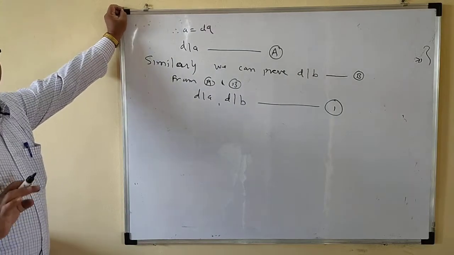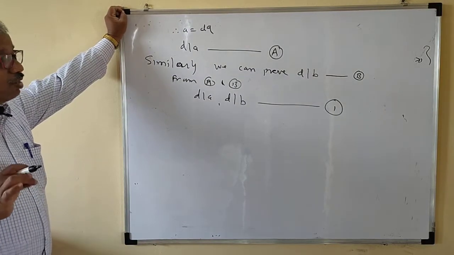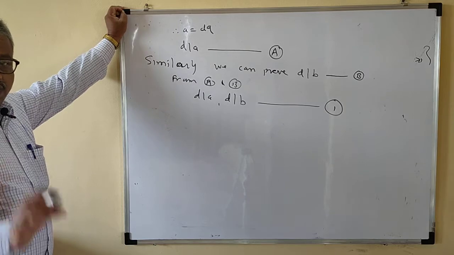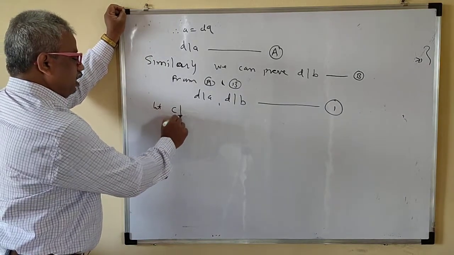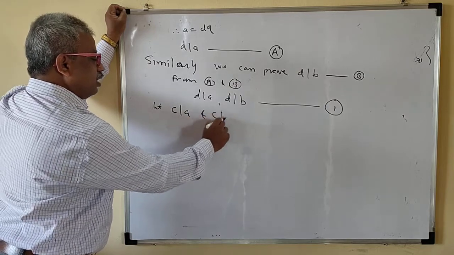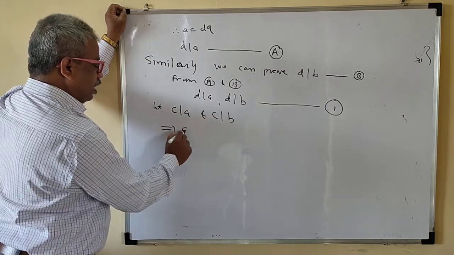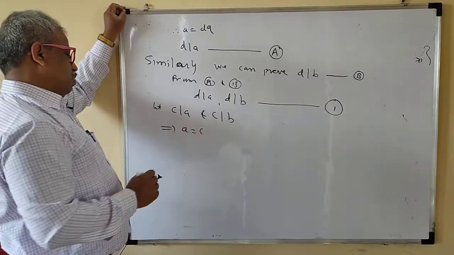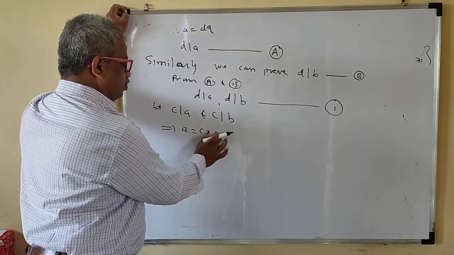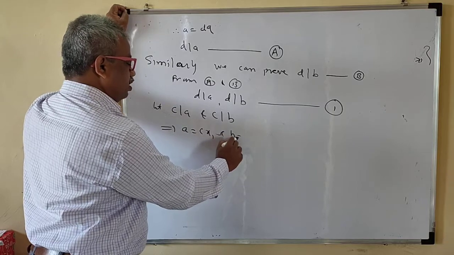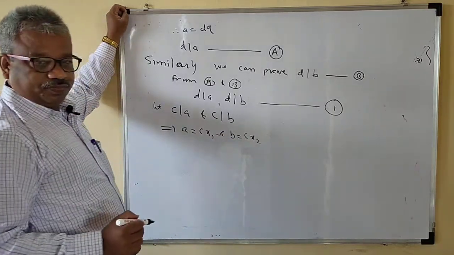So we have proved that D divides both. Now what we have to prove? Any common divisor also divides D. So let C divide A and C divide B. What does this imply? A is equal to C times x1 and B is equal to C times x2.